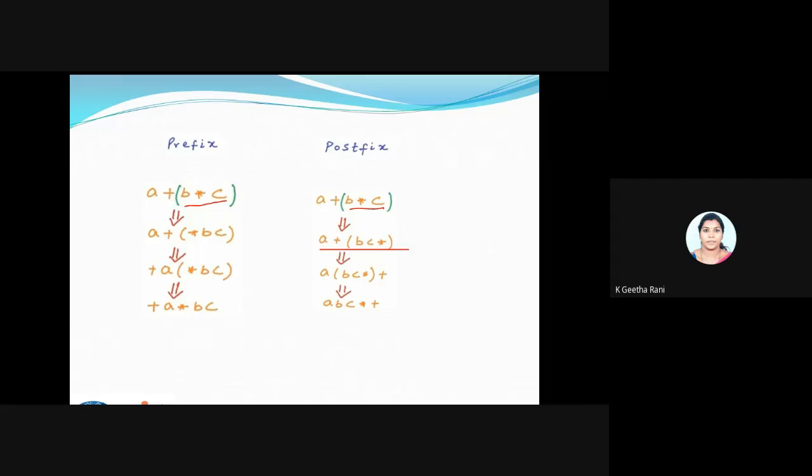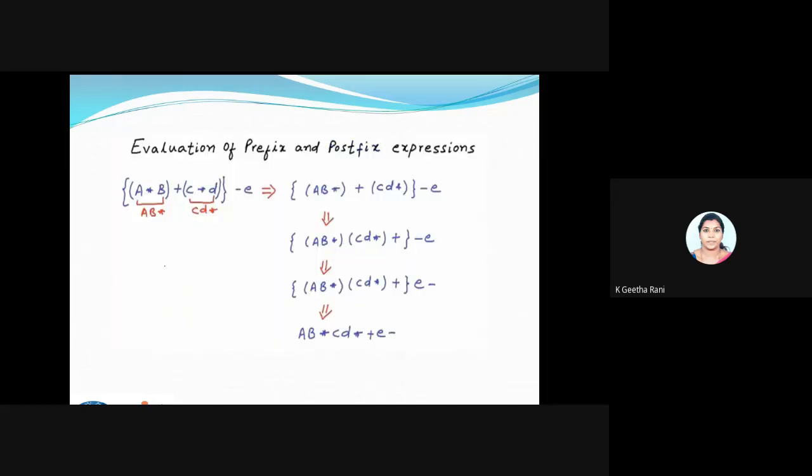Fine. So next one is evaluation. Okay, so how to evaluate it? Well, evaluation is nothing but how to give the values, and if you give the values, how the process goes on. That is what is called evaluation of prefix or postfix. First, I will go for the evaluation of the postfix expression, and then I'll go for the prefix. Fine. So you can see the example.